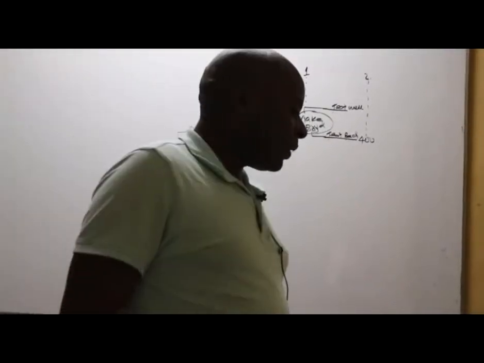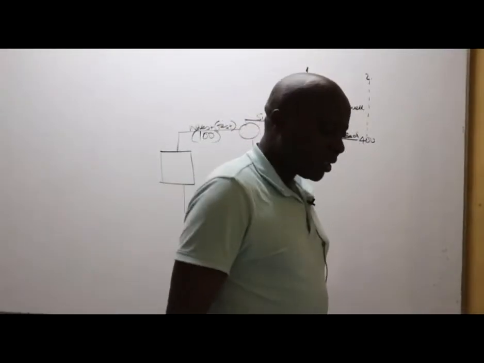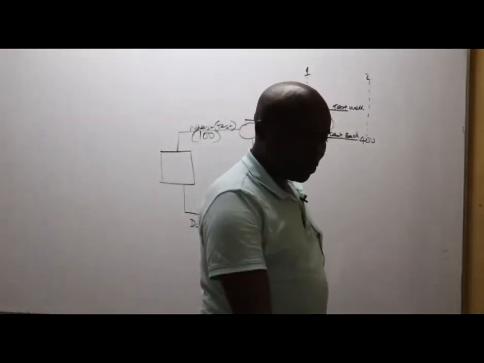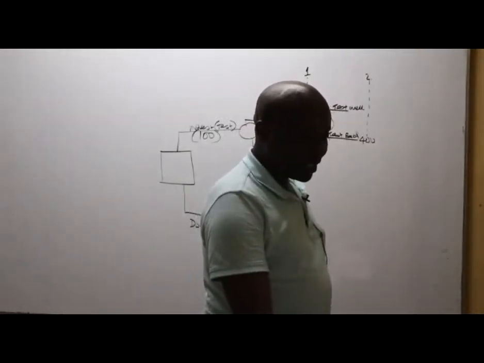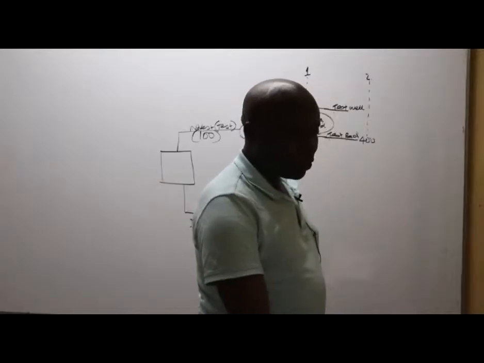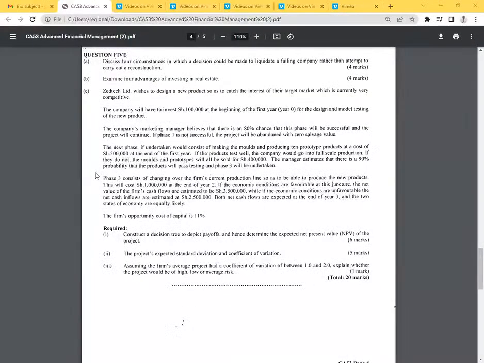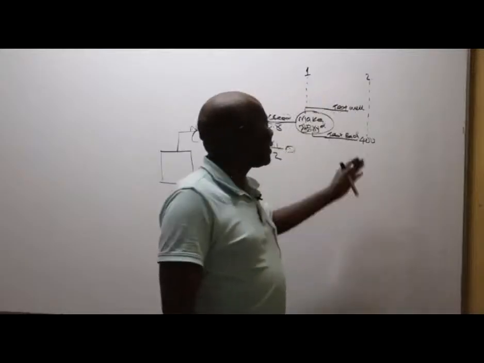Great. Now, ladies and gentlemen, from there, what are they telling us? They're telling us something nice there. If you proceed reading the question, this is what they are telling us. If the products test well, the company will go into full-scale production. If they do not, the molds and prototypes will all be sold at 400. The manager estimates that there is a 90% probability that the products will pass testing and that phase 3 will be undertaken. So there is a 90% probability that these things will test well.